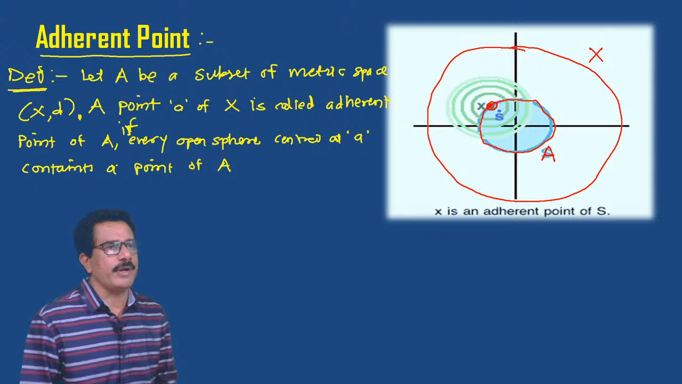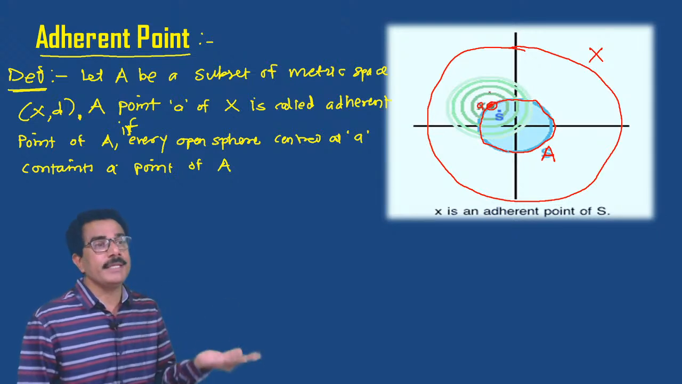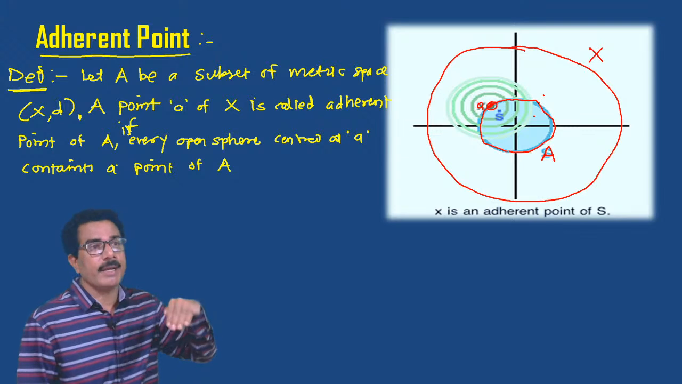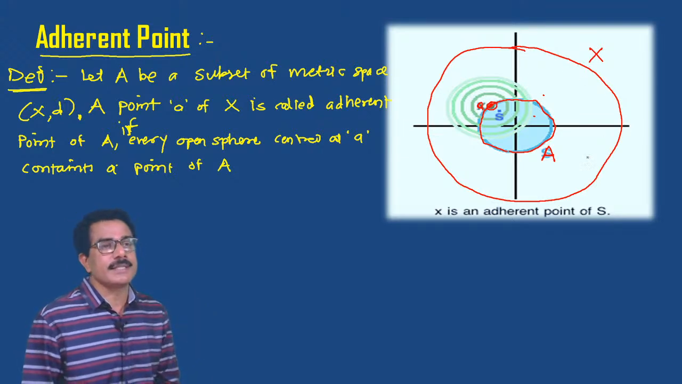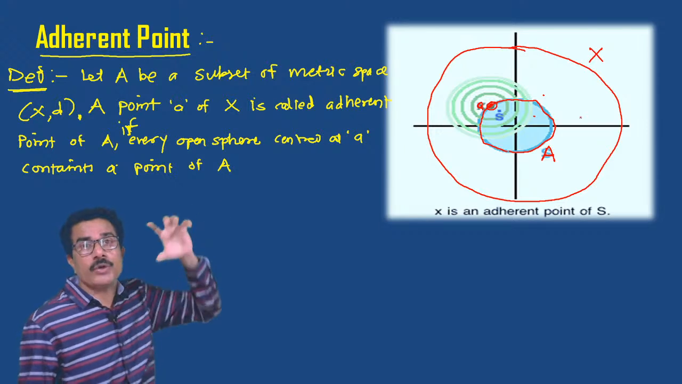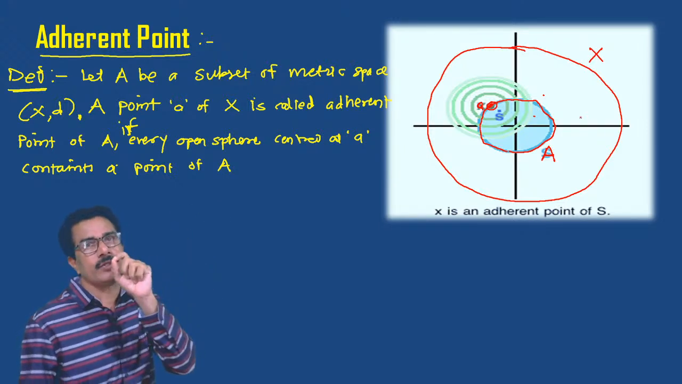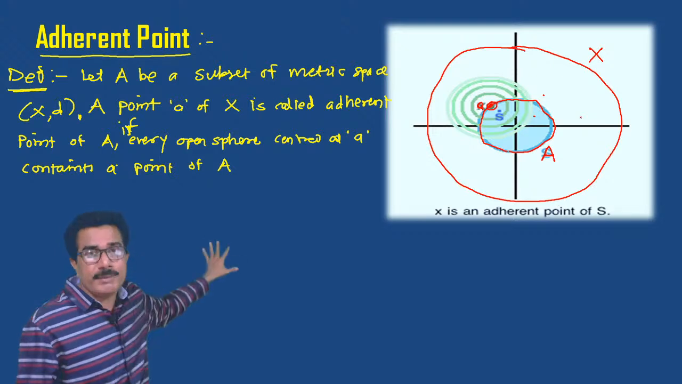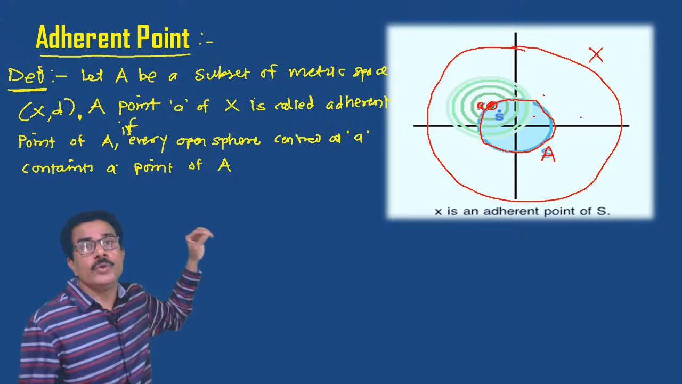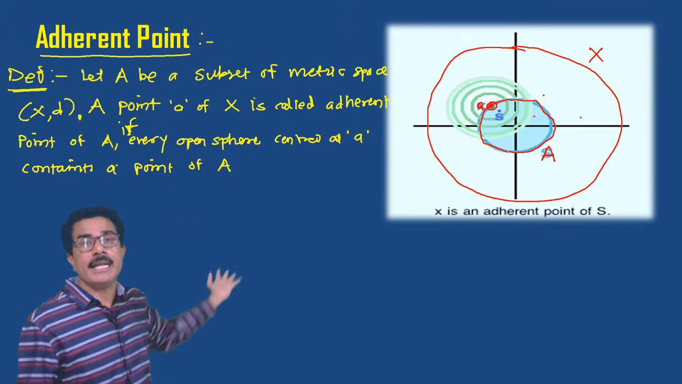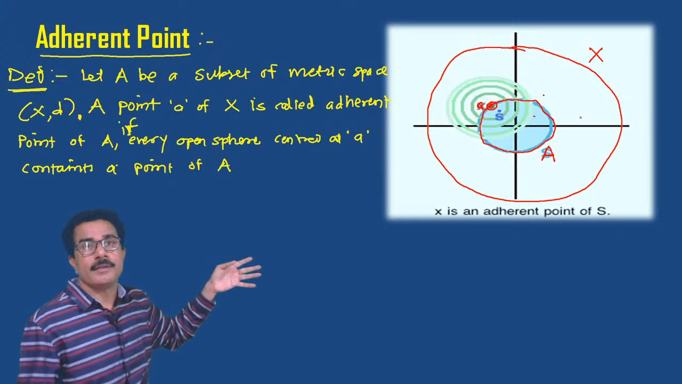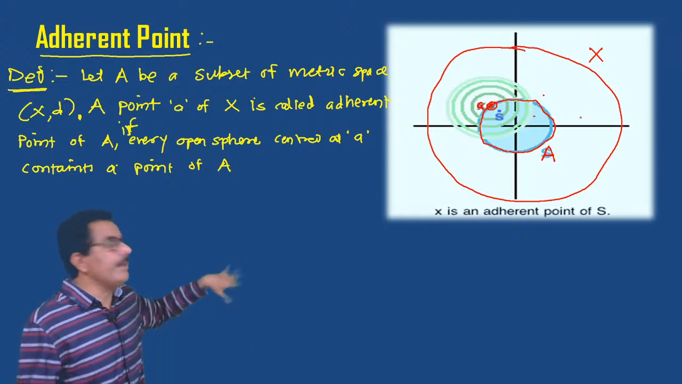If we consider this point as small a, it may be inside A or outside A, anywhere. Small a must be a point in capital X; it must not go outside capital X. The point small a that we consider must be present in capital X. It may be in A or outside A, but small a must be present in capital X, and capital A is a subset of capital X.